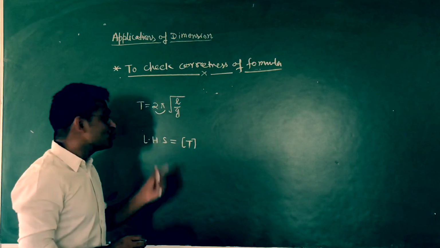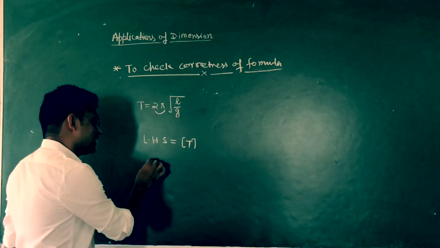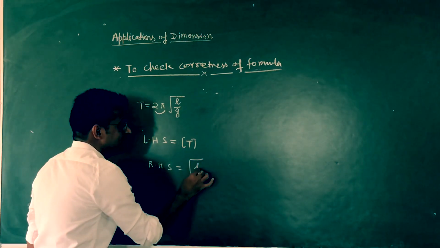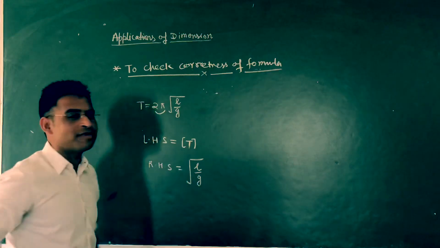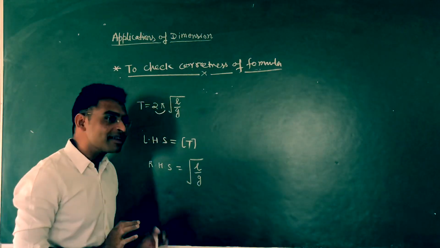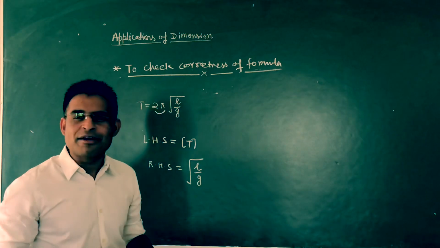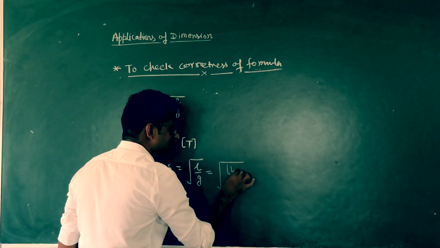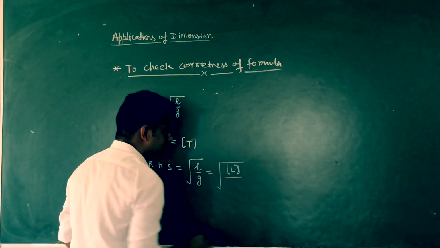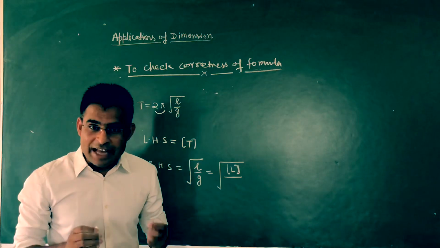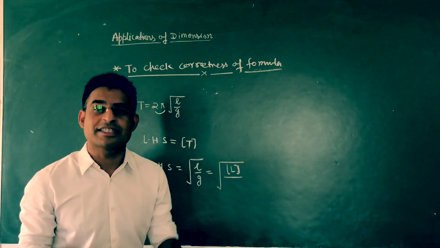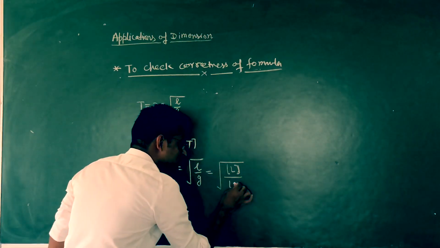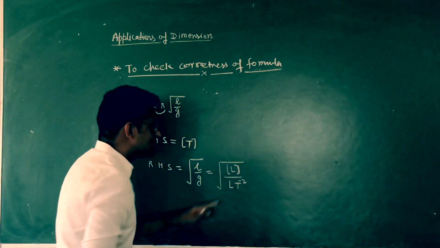Now on the right hand side, RHS, there is the formula under root L by g. Again, 2 pi I forgot; it's a disadvantage of dimensions that we never comment on a constant. Here L is length, and the dimension of length is capital L. And g is acceleration due to gravity, so the dimension of g is the dimension of acceleration. You know the acceleration dimension is L T to the power minus 2. Now this L and L get cancelled.